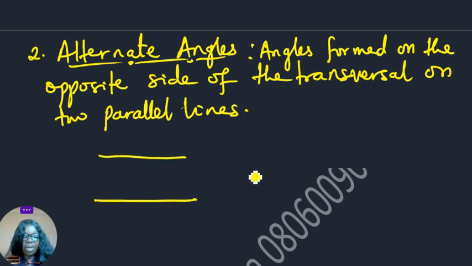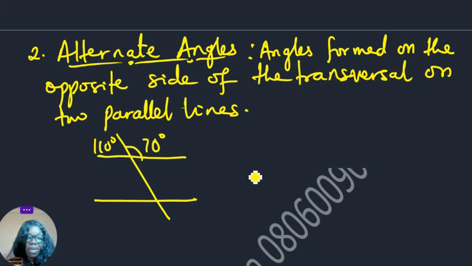So now these are the two parallel lines. Right here is the transversal. So if we have 70 degrees here and 110 degrees here, how do we know the alternate angles? Now, alternate angles is the opposite side.